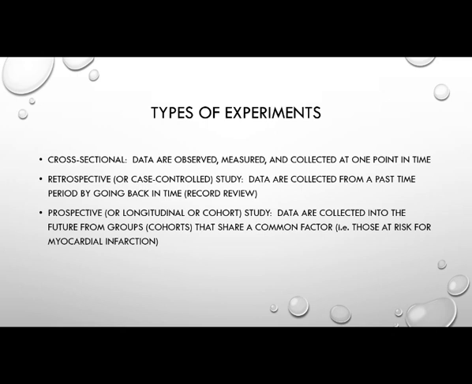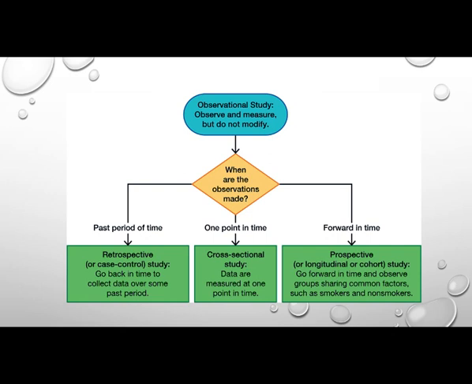And then you have prospective or longitudinal or cohort studies. These are data collected into future from groups called cohorts that share a common factor, like those at risk for myocardial infarction. All right, observational study, observe and measure but do not modify. When are the observations made? In the past, it's a retrospective or case control. One point in time, it's a cross-sectional study. Forward in time, a prospective or longitudinal cohort study.